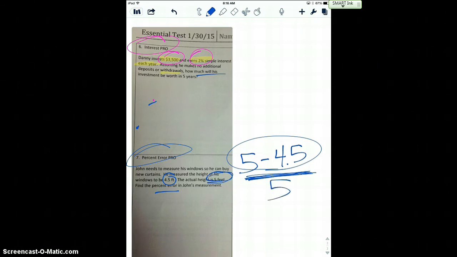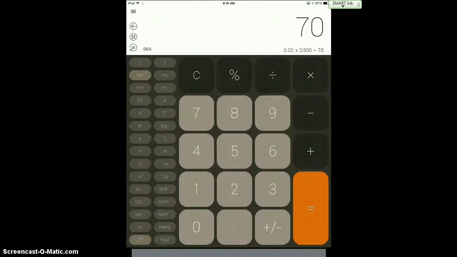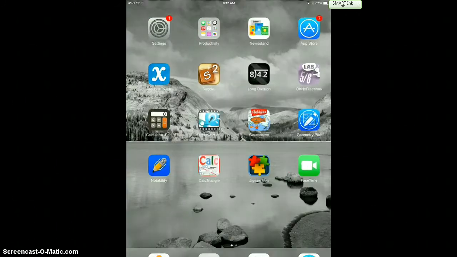So I'm really doing percent of change here. So I need how much did it change by? What's the difference between what the actual was and what his guess was? What's the difference between those two? And then I need to divide it by the actual height, whatever the actual number is, and that actual number is 5. So 5 minus 4.5 is 0.5, and 0.5 divided by that actual number of 5 gives me 0.1.